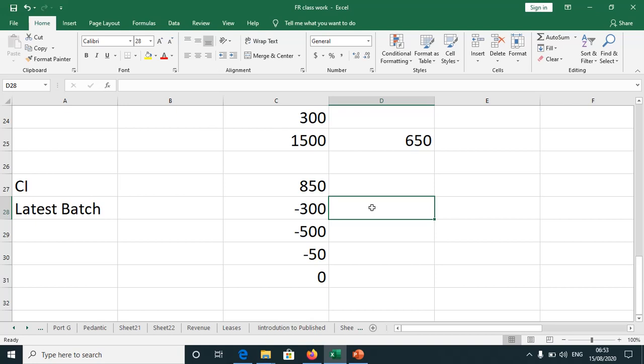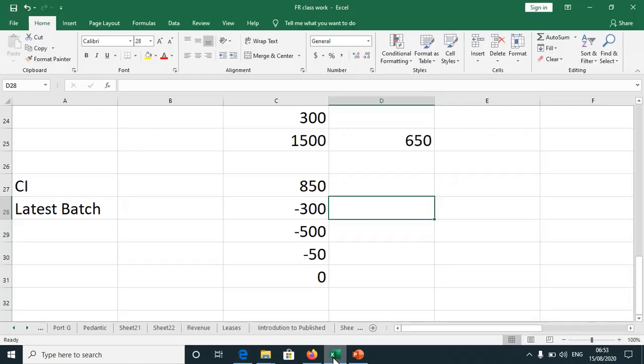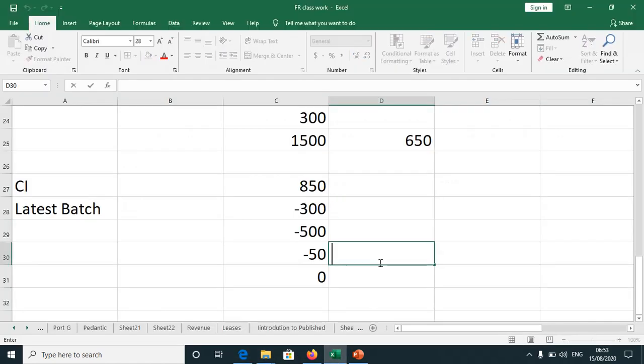All right, great. So now I want to pick the respective purchase prices for these batches. The opening inventory, I think we can see a 190 there. So we put the 190 here.